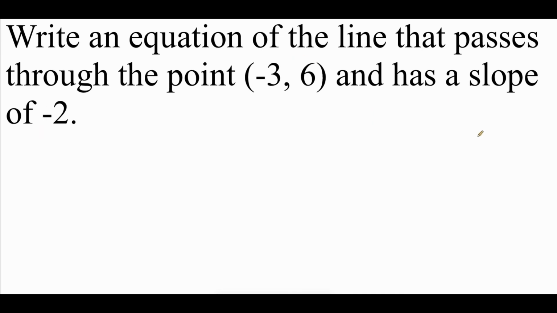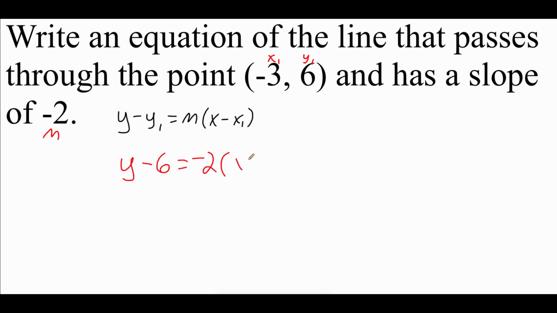Last example here, we're going to write out an equation for the line that passes through the point (negative 3, 6) and has a slope of negative 2. So I'll remind you again, point-slope form is y minus y1 equals m times x minus x1. Your slope is your m value, so negative 2 is your m. Your ordered pair tells you the x1 and the y1, so I'm going to take those and plug those in. So y minus 6 equals negative 2 times x minus negative 3.